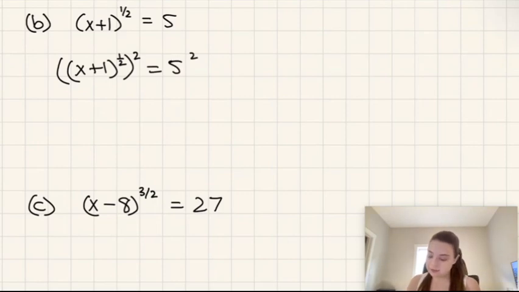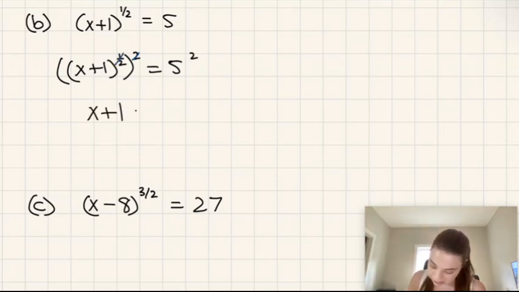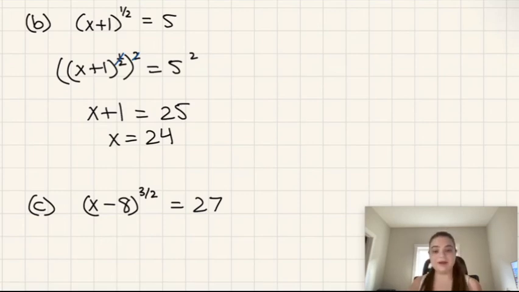Then I'm going to simplify both sides. So the 2 and the 1/2 cancel each other out. And we just have x plus 1 is equal to 5 squared, which is 25. And then we just have a simple linear equation here. We can subtract 1 from both sides and end up with x is equal to 24. And that would be our final answer for that one.